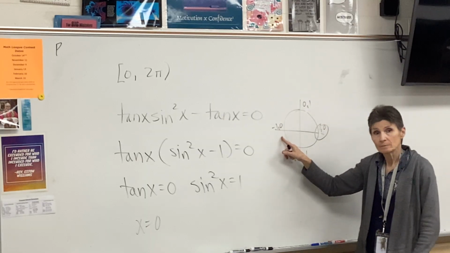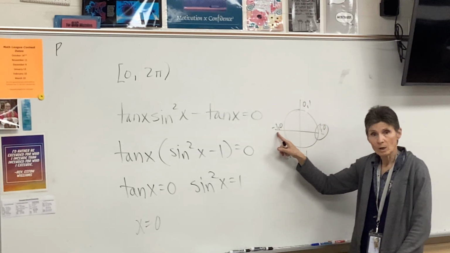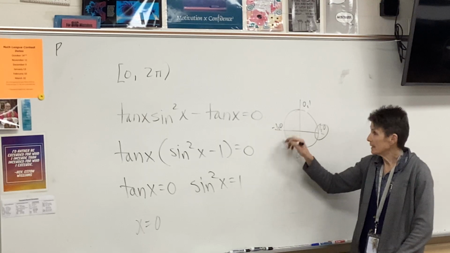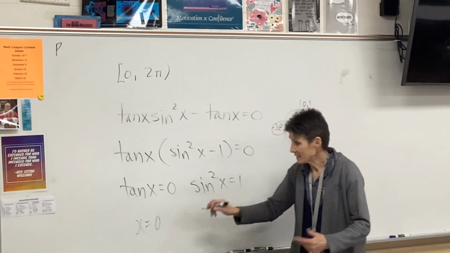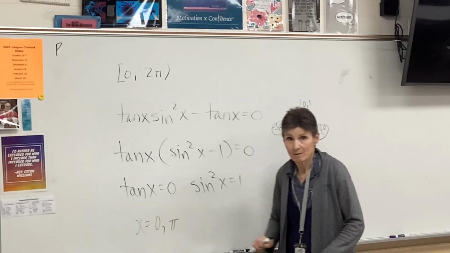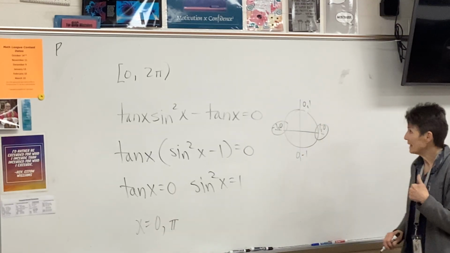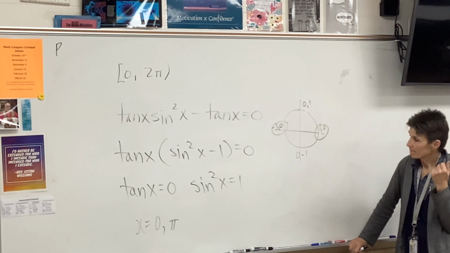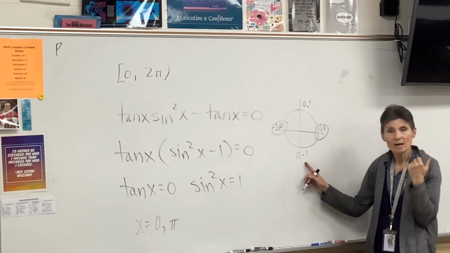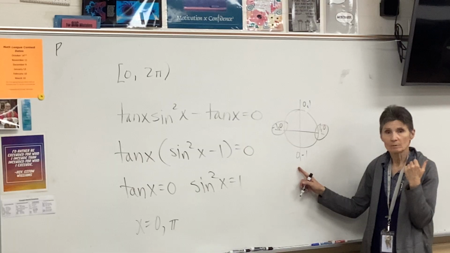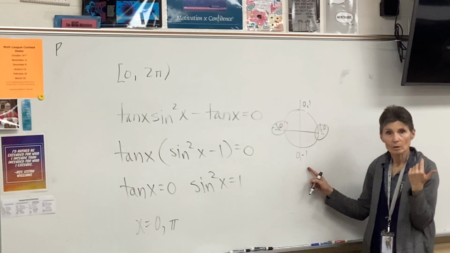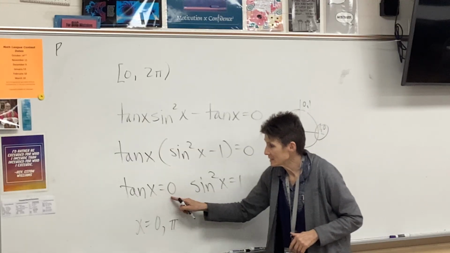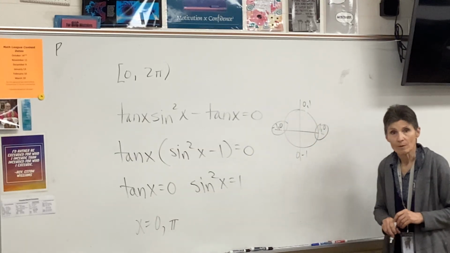How about over here? Is 0 over negative 1, y over x, is that equal to 0? Yep. So my next answer is pi. Last time it was 180 because of the directions. Now it's pi. Down here, nope, not going to work. Negative 1, 0. Negative 1 over 0 isn't going to work. All right, so there you go. There are the answers to where the tangent is 0.